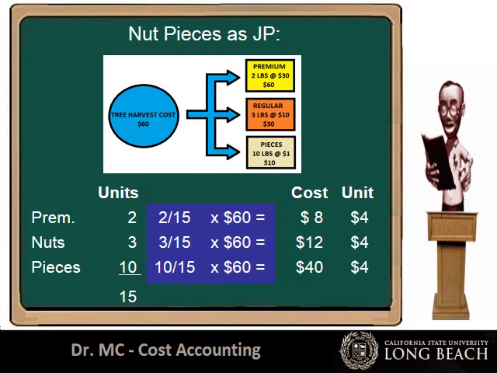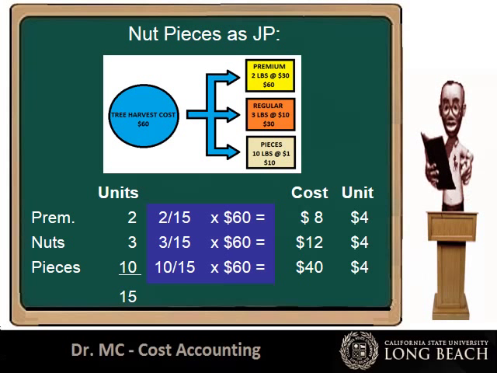Consider the following example. A firm spends $60 in order to harvest a nut tree. The harvest process produces 3 products: premium nuts, regular nuts, and nut pieces. The harvest process produces 2 pounds of premium nuts. Each pound of the premium nuts sells for $30. Therefore the process produces $60 worth of premium nuts.